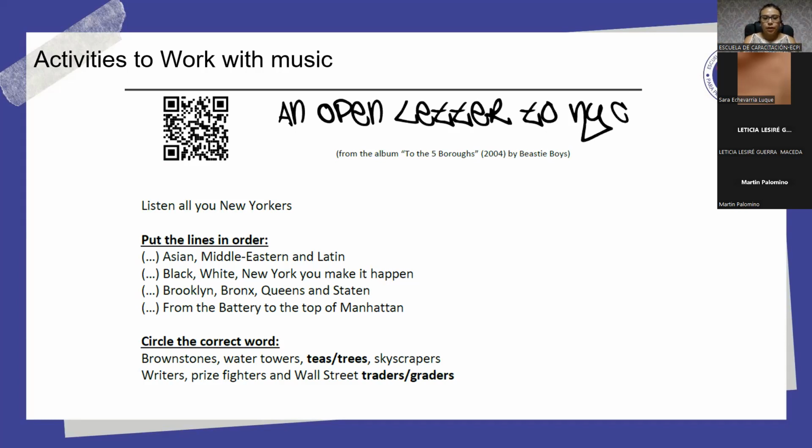I like this. It says put the lines in order. So these lines, Asian, Middle Eastern, Latin, Black, White, all these are lines from a song. What is the name of the song? It's New Yorkers, yes? So what do students have to do? They have to order the lines. The next one says circle the correct word. And as you see, they are in black. So they have to listen and they have to select.